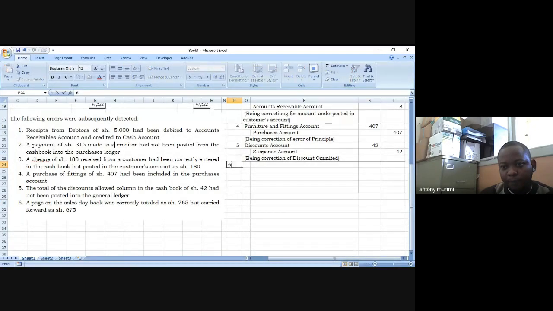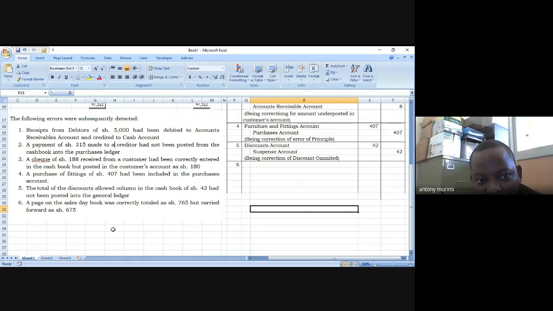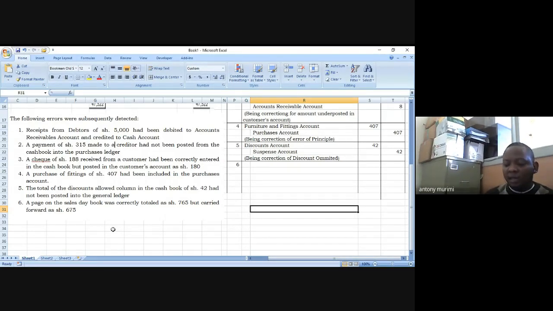Move on to the last error, number 6. That is a page on the sales day book was correctly totaled as shillings 765, but carried forward as 675. So you are told that in the sales account, there was a problem. Instead of recording 765, he records 675. He records the wrong figure, which is an error.